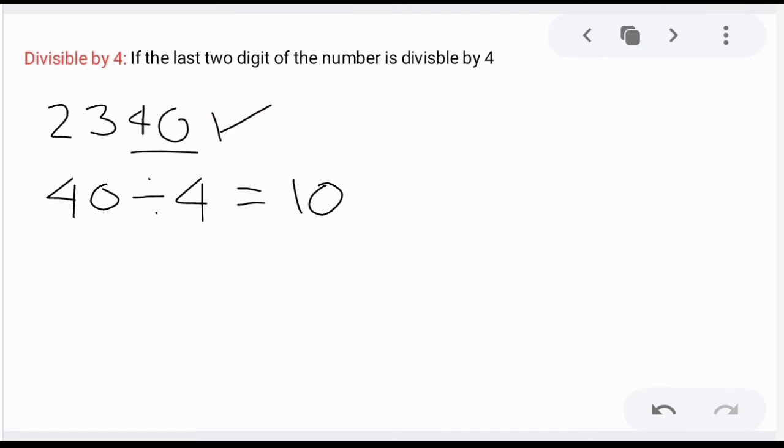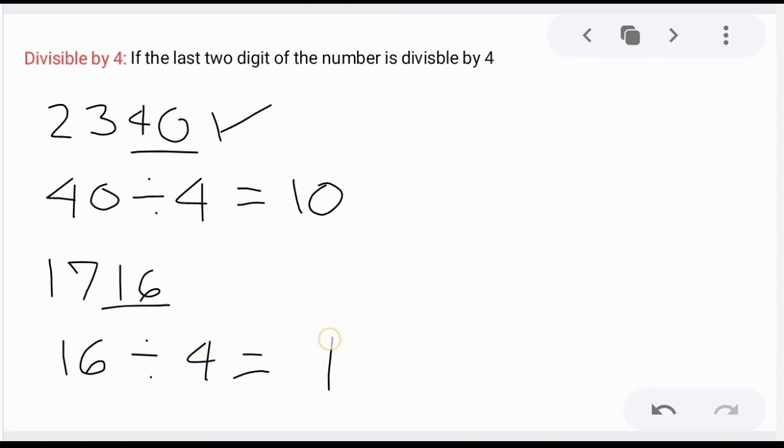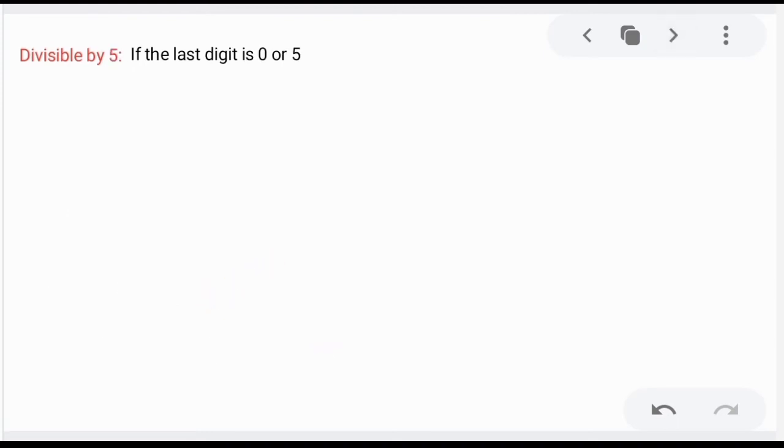Let's try another example. We have 1,716. The last two digits are 16. So we get 16 divided by 4. We get 4. Therefore, that number is divisible by 4.